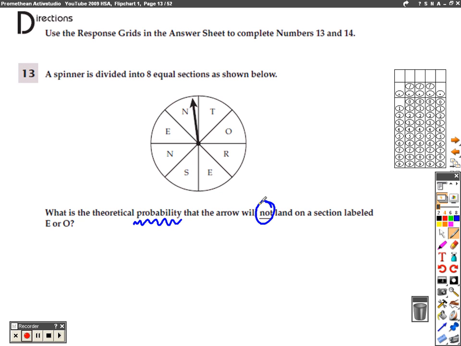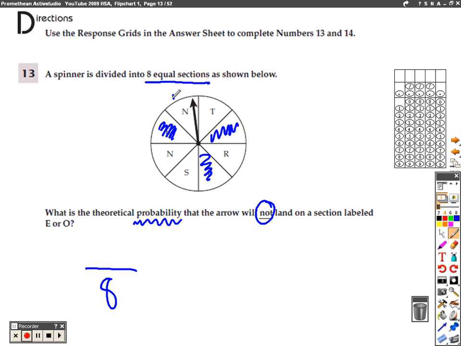So we want the spinner to land on a section that is not labeled E or O. So the first thing we need to do is to go into our spinner and get rid of every section that has an E or an O. We do not want the spinner to land in one of those sections. We know already that we had 8 total sections, so we're looking for how many sections are remaining out of the 8 sections now that we have eliminated 3 of them.